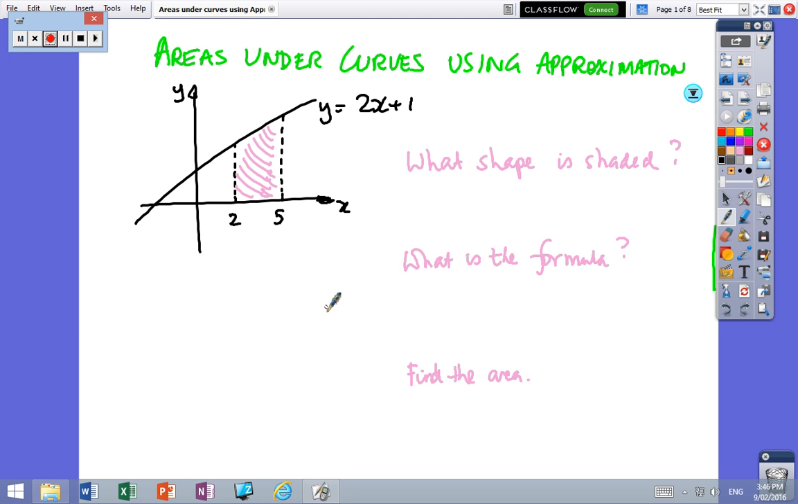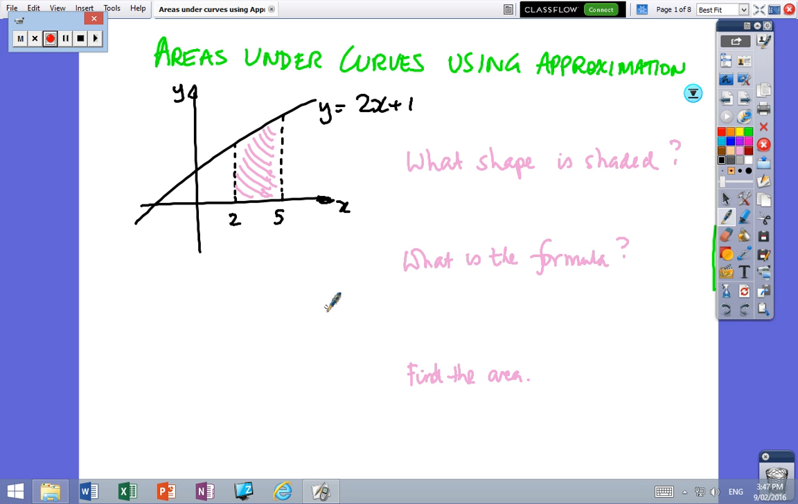Okay, so we're looking at an extension after the early stuff on integration. We're looking at areas under curves, and we're not going to use calculus for this first part, so we're using other methods. So if I've got a straight line, y equals 2x plus 1, and I want to find the area between 2 and 5, that's a sketch of what I'm looking at, and basically the question is, what shape is shaded, what is the formula, and then can you find the area?